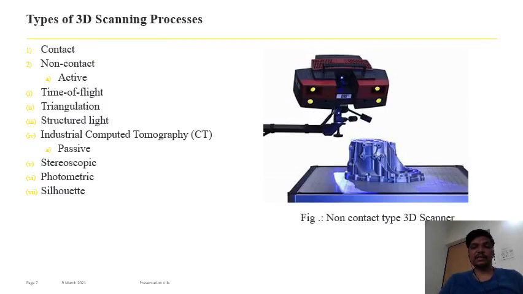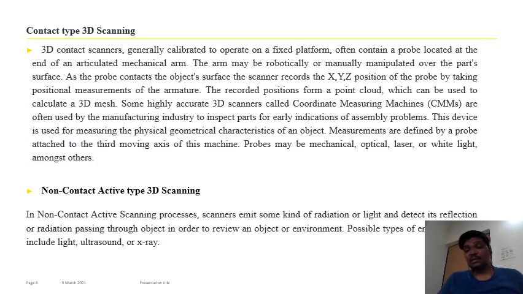So the two major categories are contact and non-contact type. Contact type and non-contact type are the two basic broad categories into which the 3D scanners are segregated. The non-contact type has active: time of flight, triangulation, structured light, industrial computed tomography, that is CT. Then you have passive: stereoscopic, photometric, and silhouette. So these are different types of 3D scanners that are used in either of the categories, that is contact type and non-contact type.